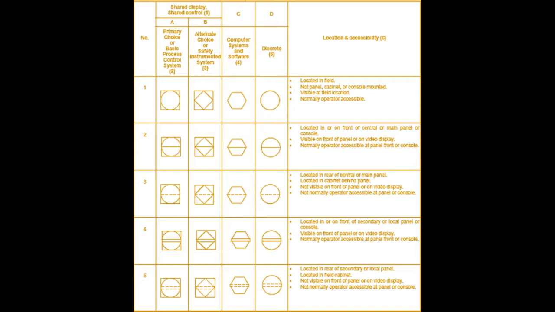The ones in row 4 are located in or on the front of a secondary or local panel or console, visible on the front of the panel or on a video display, and normally operator accessible at the panel front or console. The ones in row 5 are located in the rear of a secondary or local panel, located in a field cabinet, not visible on the front of the panel or on a video display, not normally operator accessible at the panel or console.